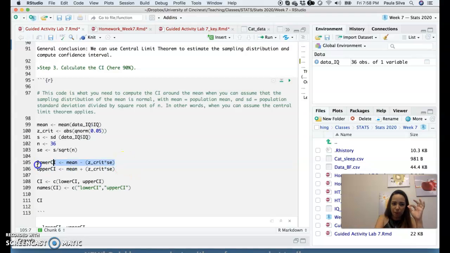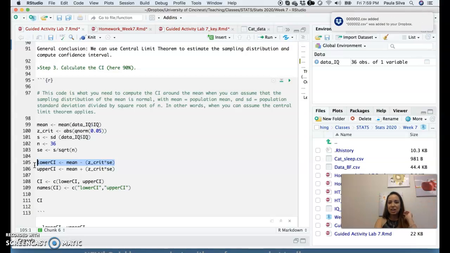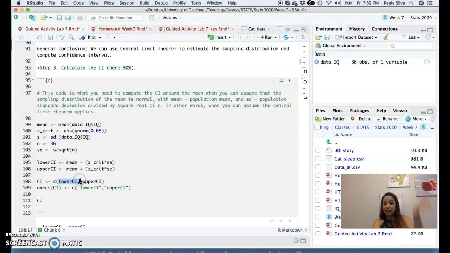If you're confused about this, you need to go back to the lecture video where I take you through slowly, going through the formula and everything. Here we're just applying that. The upper confidence limit is the mean plus the z-critical we established here times the standard error, which you already computed there. So here I'm setting up a vector, confidence interval, that has the lower bound and the upper limit of the confidence interval. I'm giving them names, lower and upper, and I'm printing it.